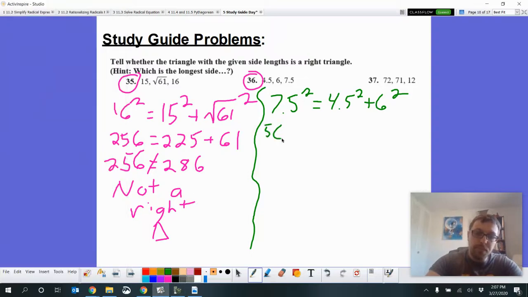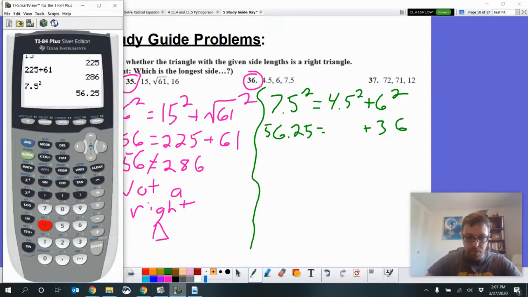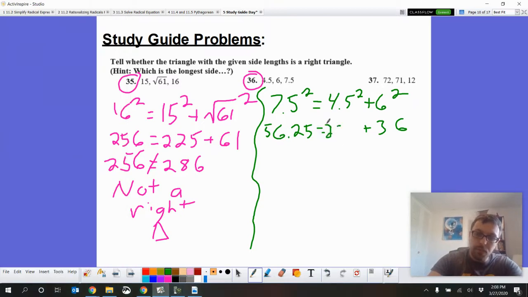56.25. I know 6 squared, I know that's 36. I don't know 4.5 squared. You got it, calculator. 20.25. Whoop.